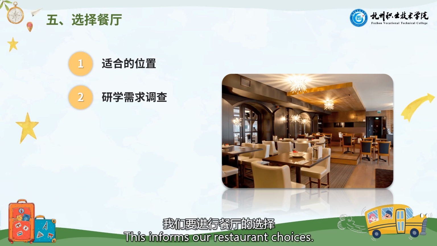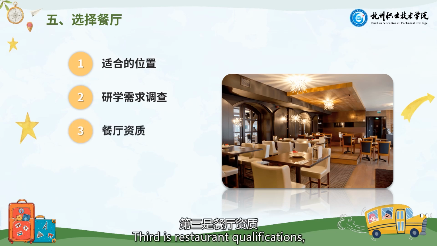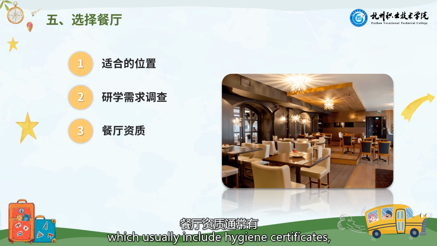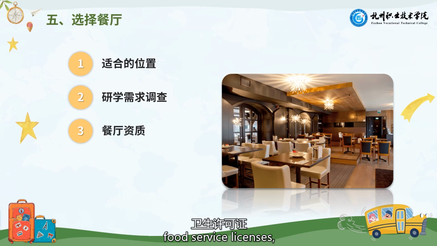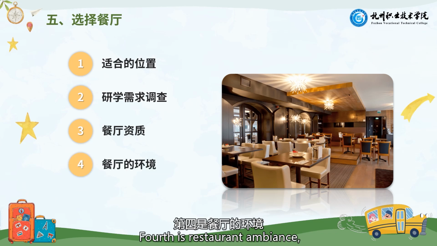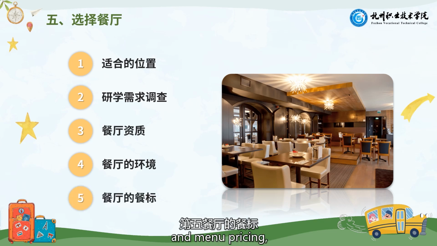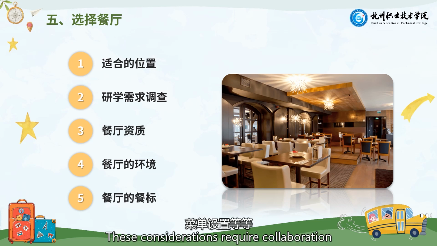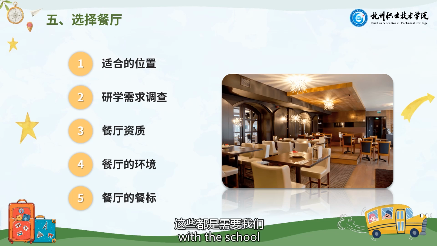Second is conducting a survey of study requirements and school meal preferences. This informs our restaurant choices. Third is restaurant qualifications, which usually include hygiene certificates, food service licenses, fire safety certificates, and business license, etc. Fourth is restaurant ambience, reception capacity, cleanliness, food quality, and menu pricing, menu options, etc. These considerations require collaboration with the school to reach agreements.